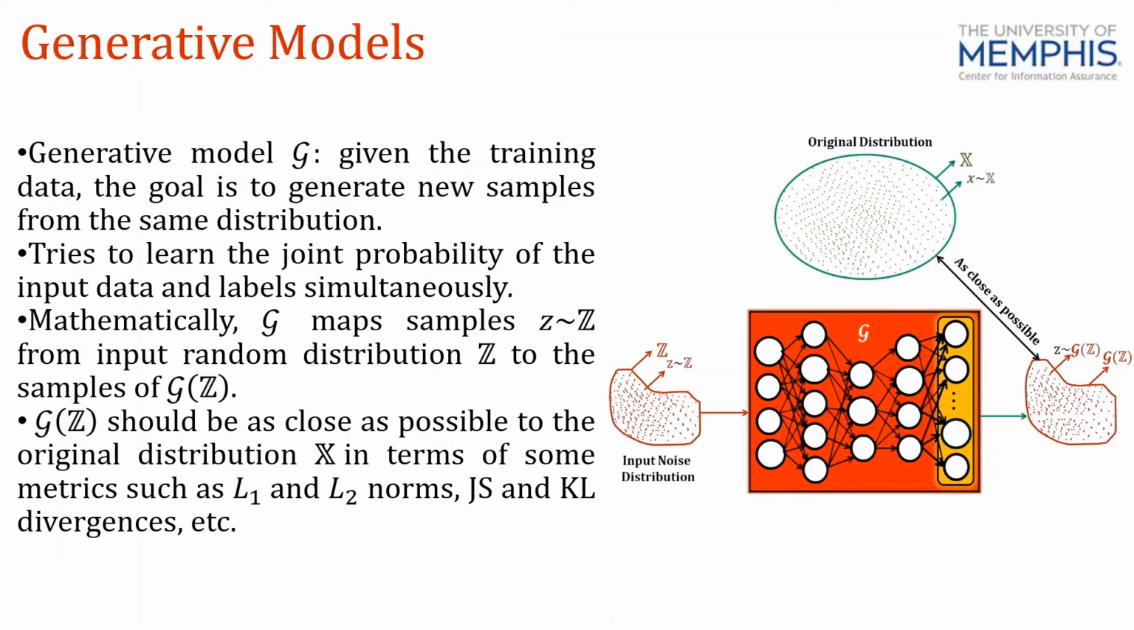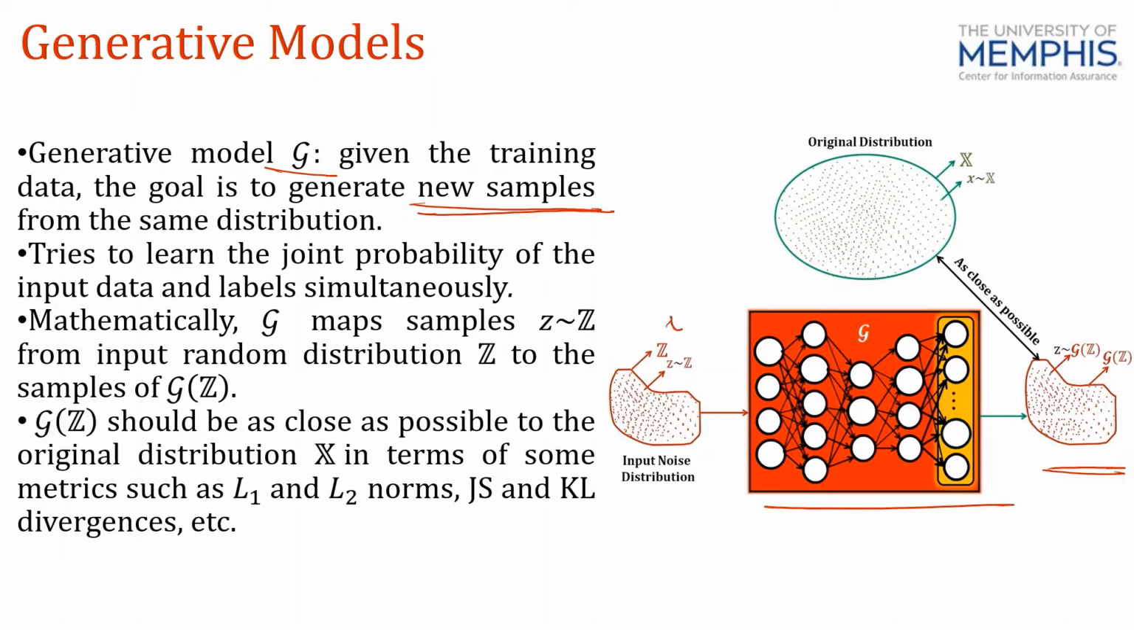So let us define the generative model G. Given the training data, the goal of the generative model is to generate a lot of samples from the training distribution, and it learns the joint probability of the input and the label simultaneously. Now one thing is quite clear, that all the new samples prepared by the generator are all fake. So initially the generator takes an input from the arbitrary random noise.